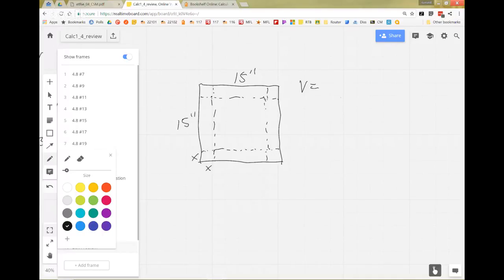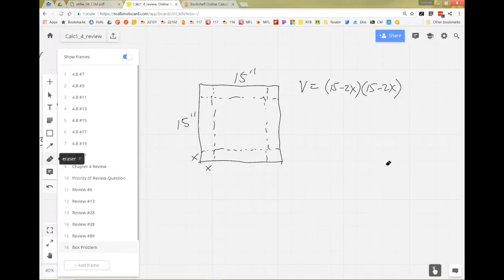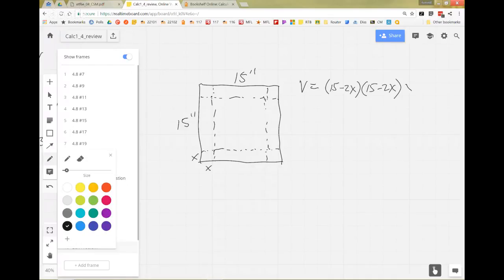So what's the bottom of this box going to be for a dimension? It's 15 minus x minus x. So in other words, it's 15 minus 2x. And that's both the length and the width, correct? Okay. And then the height will just be that x dimension, right? So there's basically our raw volume formula.